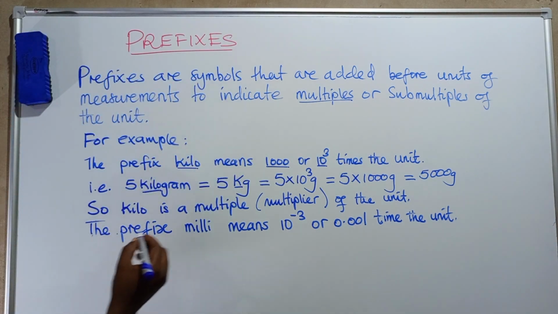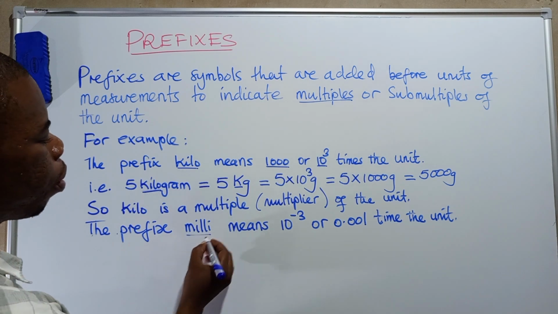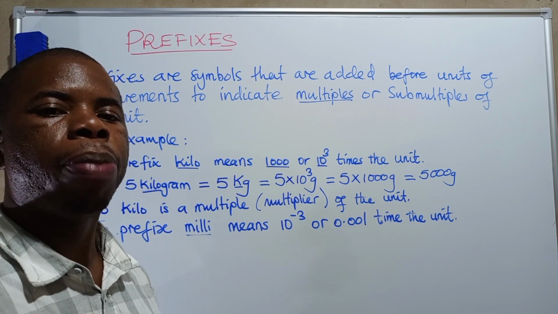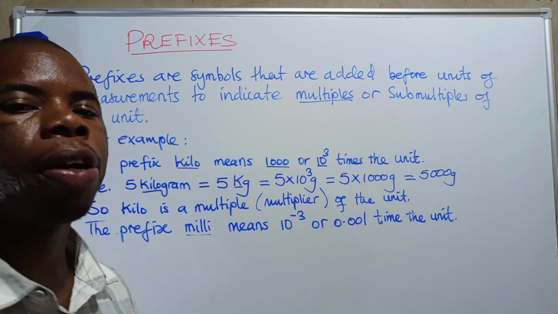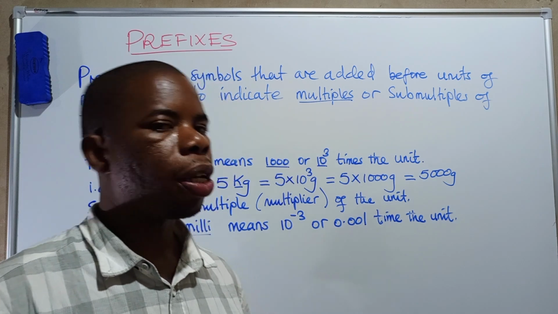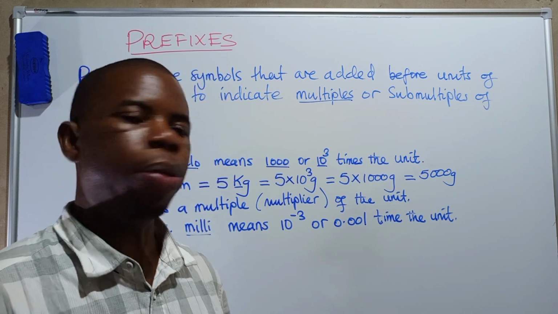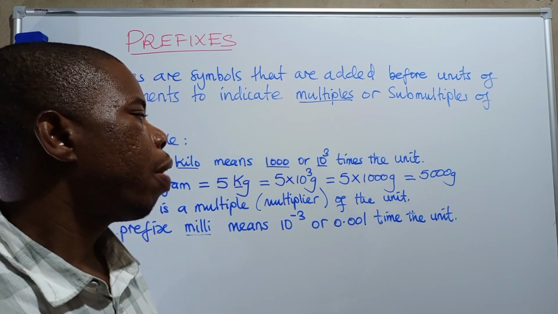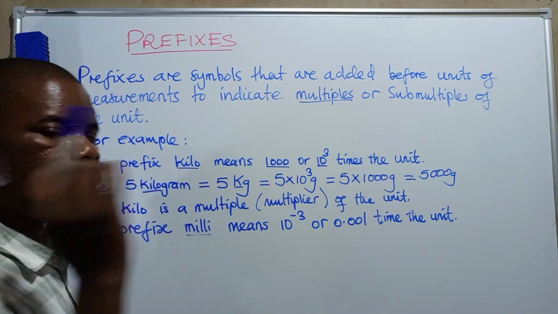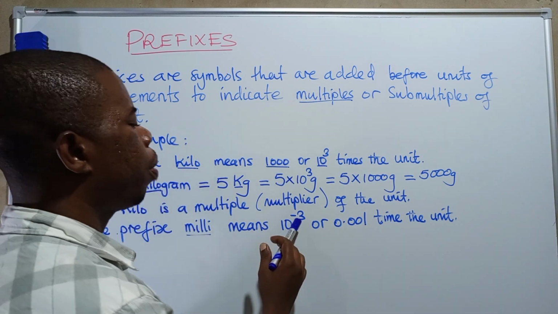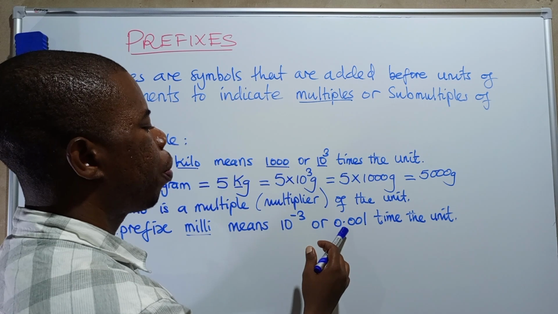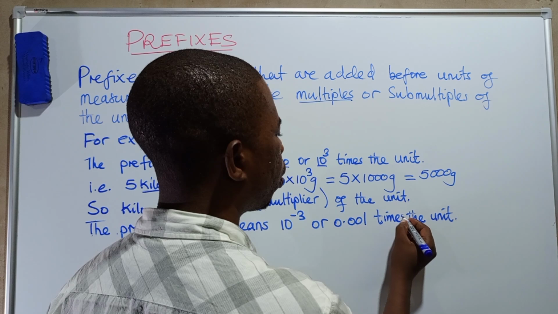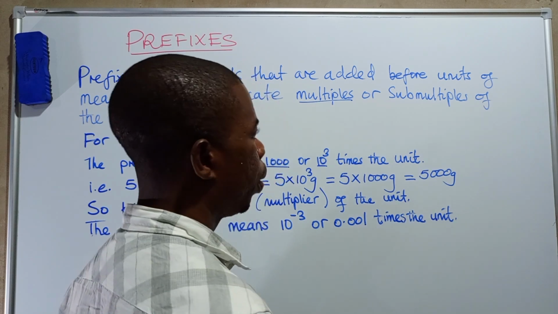So we have another prefix, milli. Have you ever heard of this thing where we read 3 millimeters, 4 millimeters? Then we can also read 3 milligrams. Now you have heard of milligrams, millimeters. That milli just means 10 to the power negative 3, or 0.001, times the unit. That's what it means.